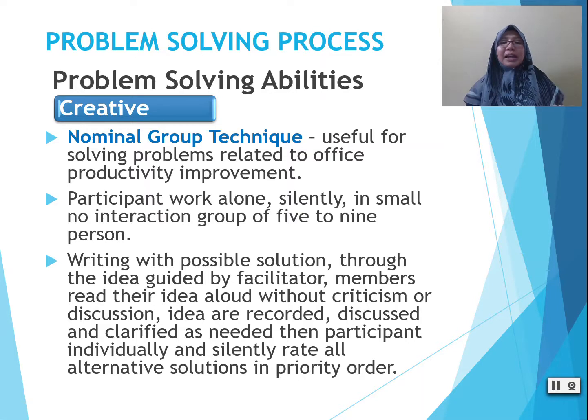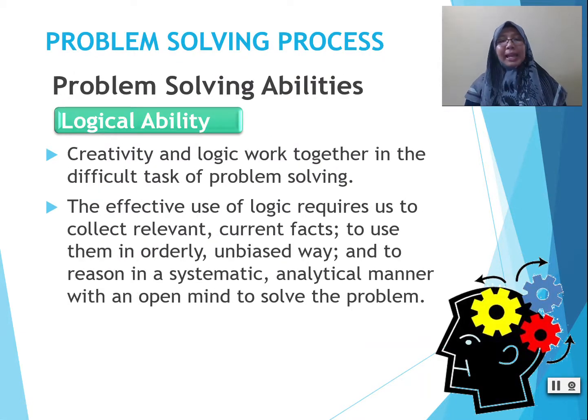Members read the ideas aloud without criticism or discussion. Ideas are recorded, discussed, and clarified as needed. Then participants individually and silently rank all alternative solutions in priority order. Okay, so this is what we call the nominal group technique. I think you have done this one. You come up with the idea, read, then you discuss, and then you rate that idea.